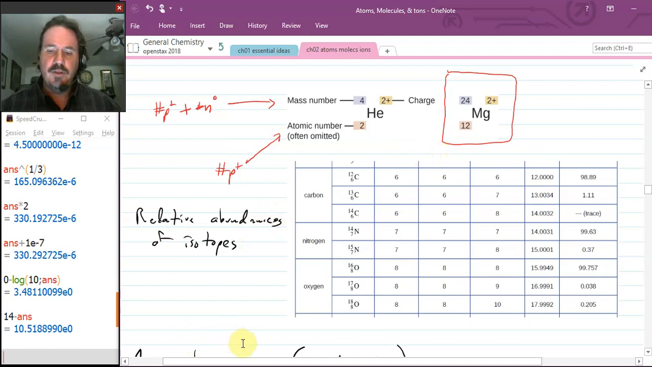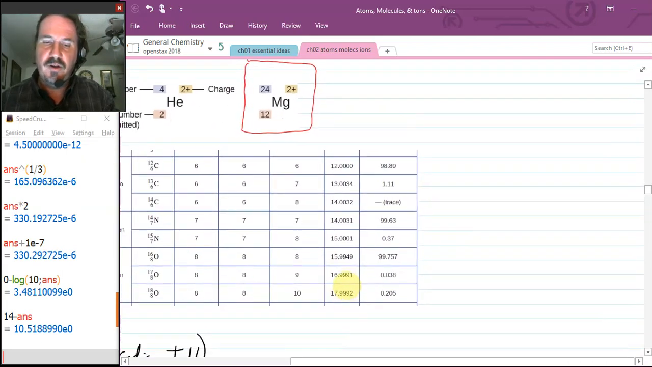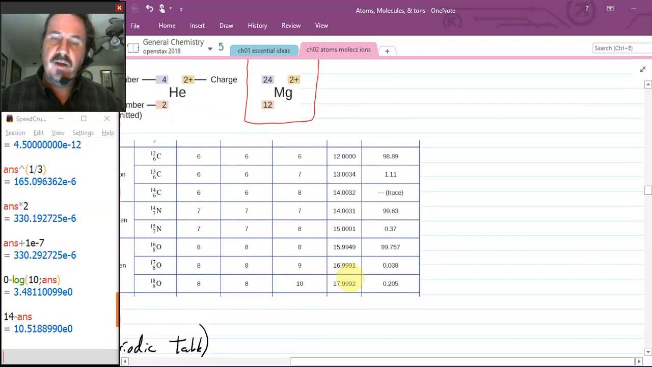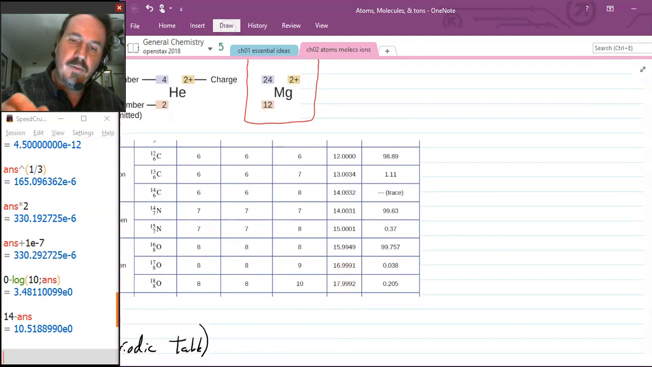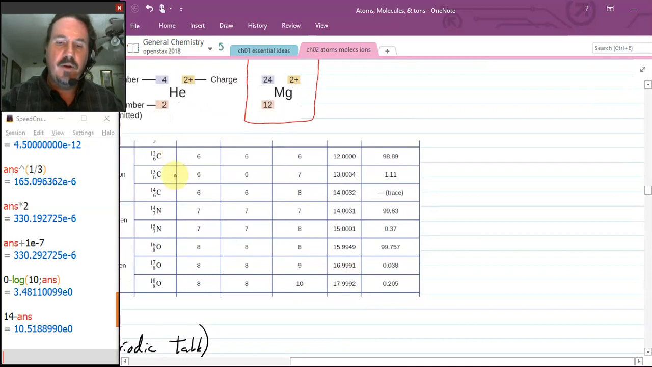All right? Let me show you what I mean. If you look at this table here, I'm going to slide this over and use the space to write directly on it. I think this will be the easiest way to do it. If you look at the 3 carbon atoms out there, we've got carbon 12, 13, and 14, and here are their masses and their relative abundances.